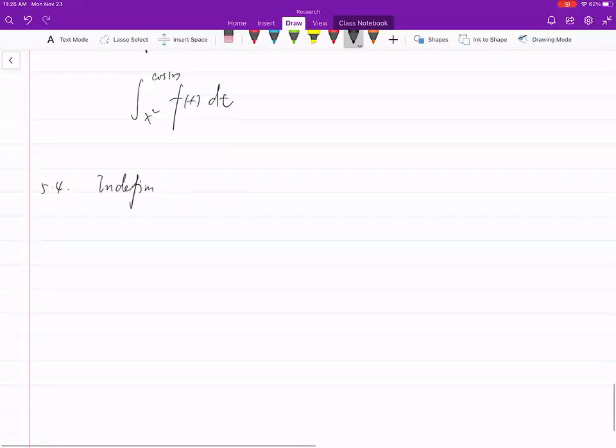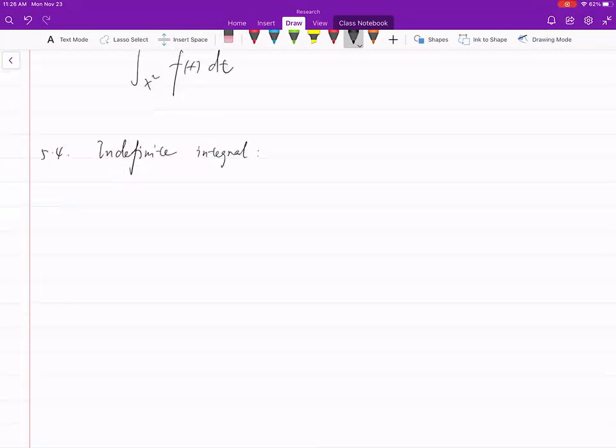Now we went to 5.4. It's going to be a quick section. We already know all the big ideas. It's just like, okay, putting them down, making sure they're formal and well-defined. And finally, we want to define the net change theorem.